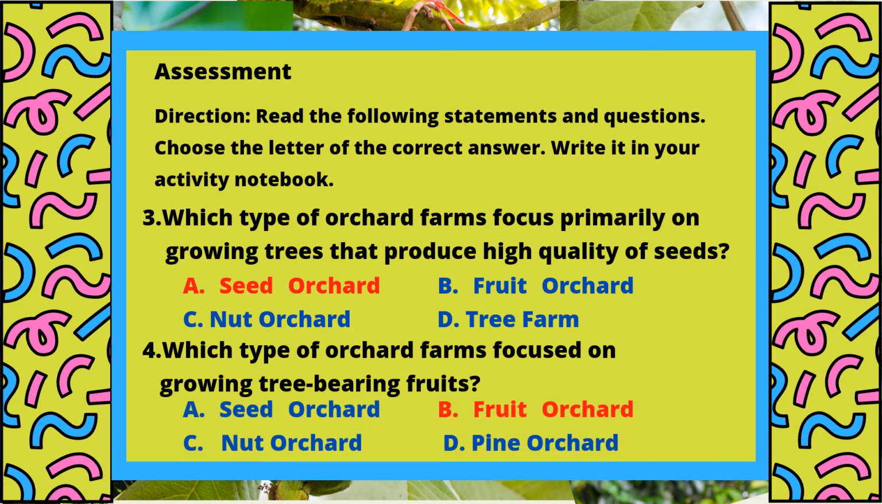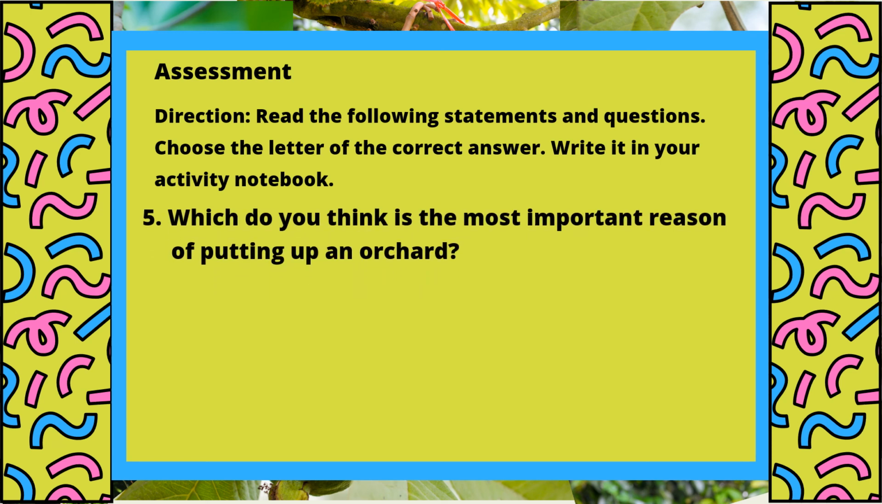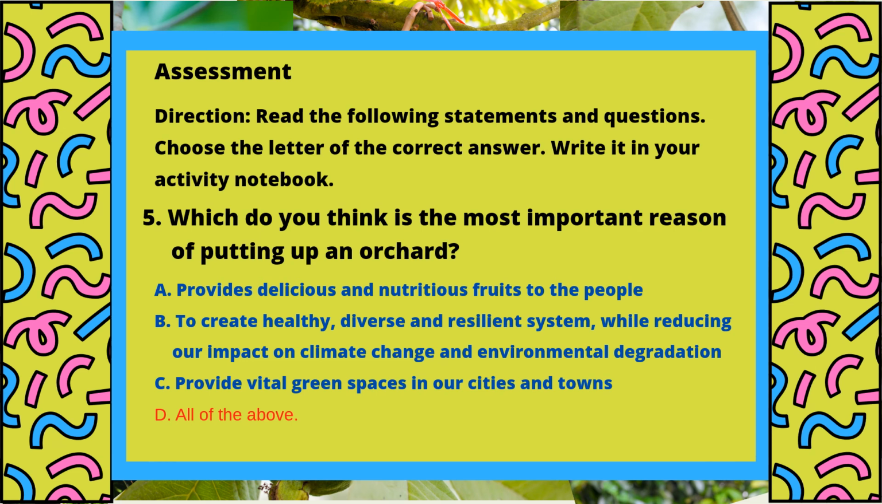Number 4, which type of orchard farms focus on growing tree-bearing fruits? Letter B, fruit orchard. Number 5, which do you think is the most important reason of putting up an orchard? Letter D, all of the above. It provides delicious and nutritious fruits to the people to create healthy, diverse, and resilient systems while reducing our impact on climate change and environmental degradation, and it provides vital green spaces in our cities and towns.